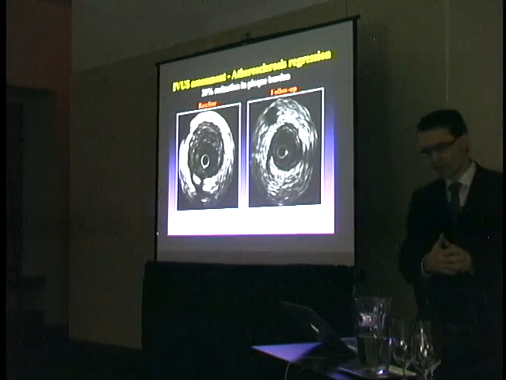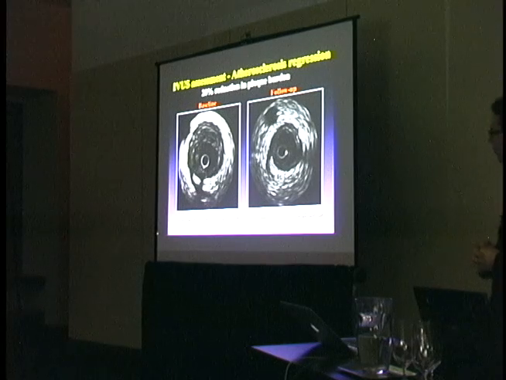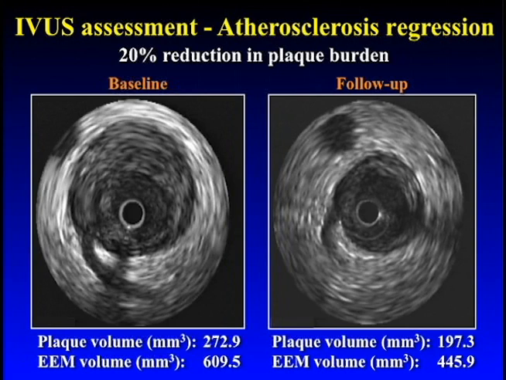The other advantage of IVUS is that it does allow you to detect regression of disease. This is a patient, the same cross-section 2 years apart. You see that little branch at 7 o'clock, the large branch at 11 o'clock.